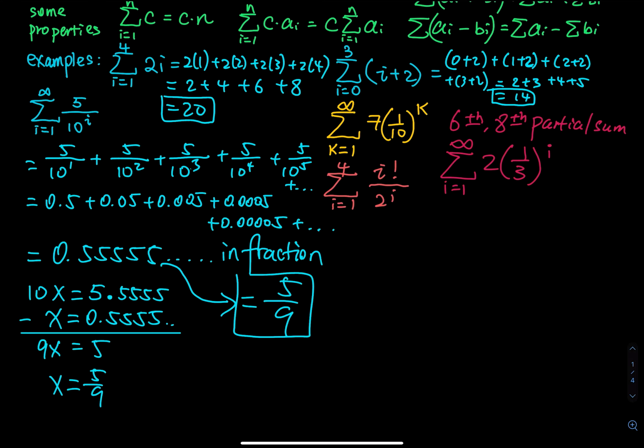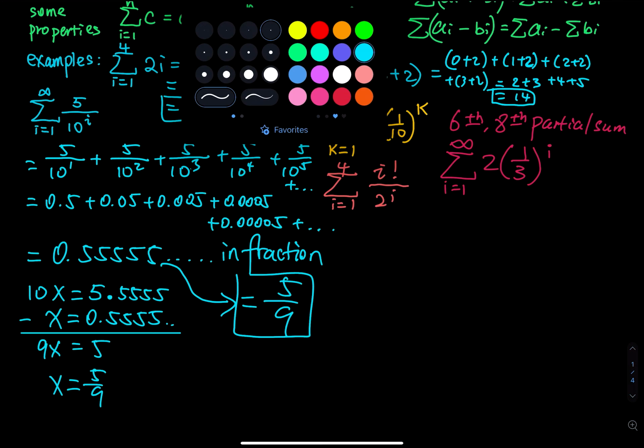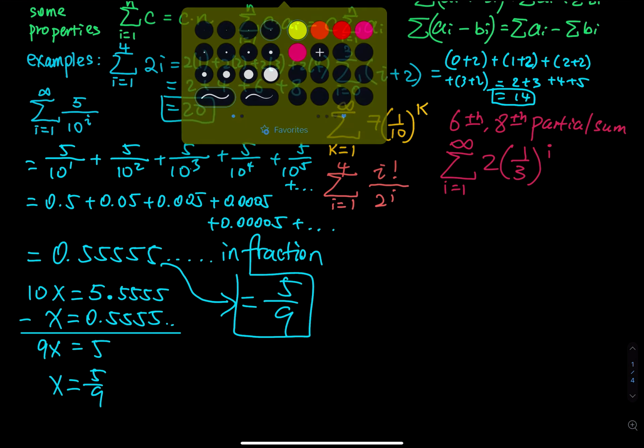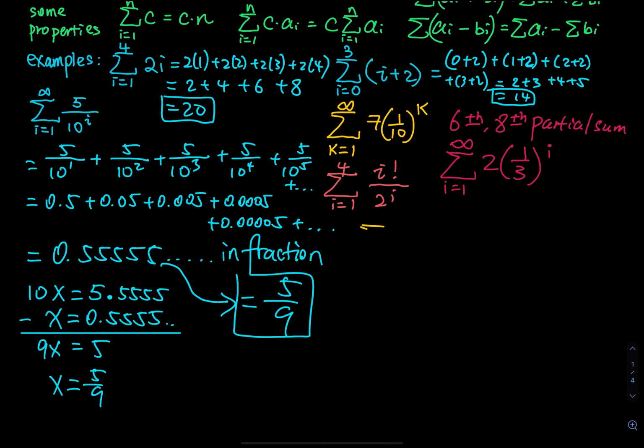Interesting, right? Okay, I have another one for you here, the yellow one. 7 divided by 1 over 10 raised to the k. The way I do this is, I will just factor out the 7. I want to match the color. This is the color that I have to match. So this is equal to, from k equals 1 to infinity, 7 times 1 over 10 raised to the k.